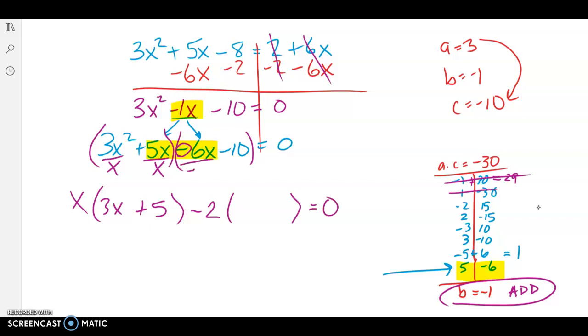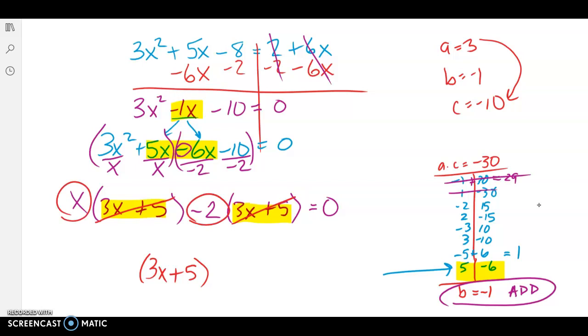So now divide them both by that GCF of negative 2. Negative 6x divided by negative 2 is positive 3x. Negative 10 divided by negative 2 is positive 5. So notice that the ones in parentheses are the same. That's excellent. That means you know you're moving in the right direction. One of our factors is 3x plus 5. To get the other factor, what I do is I mark these out and I see what's remaining, and those go into a parenthesis. That's my other factor.